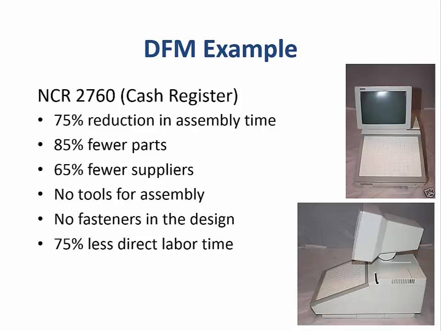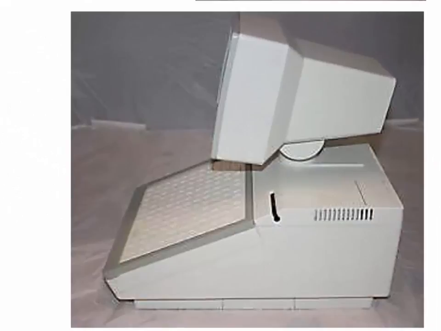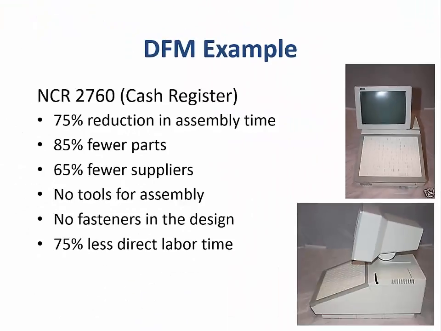Here's an example of design for manufacture. This is an example from the 1990s. There's a company, NCR, that was making a cash register, like a point of sale terminal, if you like. They achieved a tremendous reduction in labor time as a result of their effort in design for manufacture. They used 85% fewer parts, 65% fewer suppliers, and designed it in such a way that no tool was needed for assembly, no fastener. All that resulted in tremendous savings for the company, in the millions of dollars. So that's one example of how it can be used in practice.